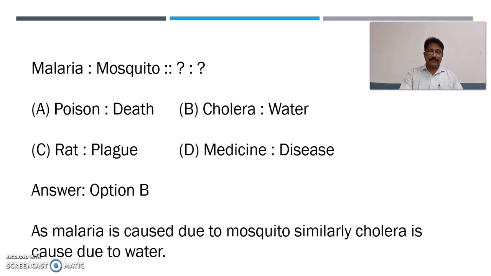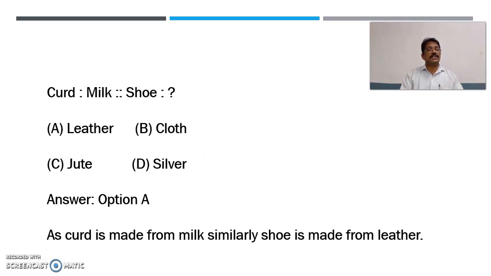Now observe it. So the first question is curd, milk, shoe. Which one will come? Curd is generally made with milk. So if you want to prepare curd, milk is required, correct? Like if you want to manufacture a shoe, the required raw material is leather. So leather is the correct option.